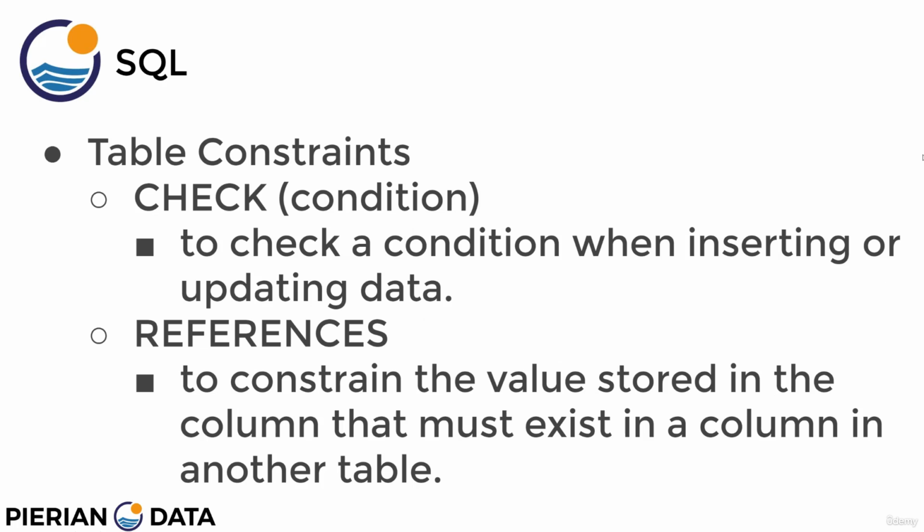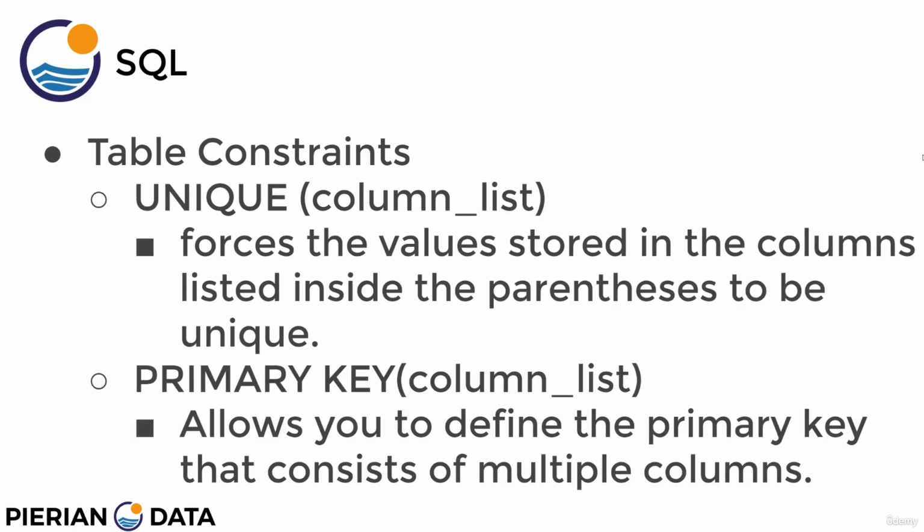And you can also apply constraints across an entire table. Some of these table constraints also use the same keywords that are used on the column constraints. So on a table, you can also have an additional check, and in parentheses, you pass in some sort of condition. So you check a condition when inserting or updating data across the entire table. You can also provide a references constraint, which constrains the values stored in the column so that they must exist in a column in another table. So it has to reference another column in another table.